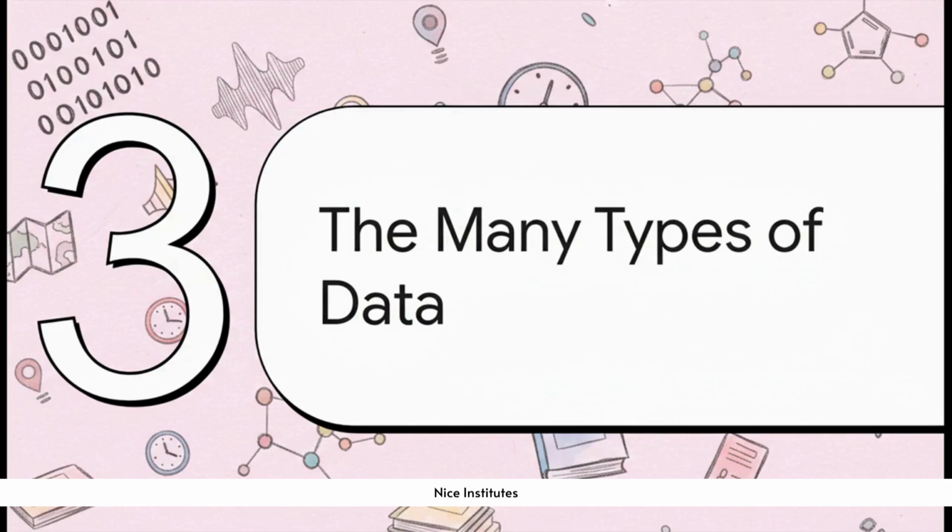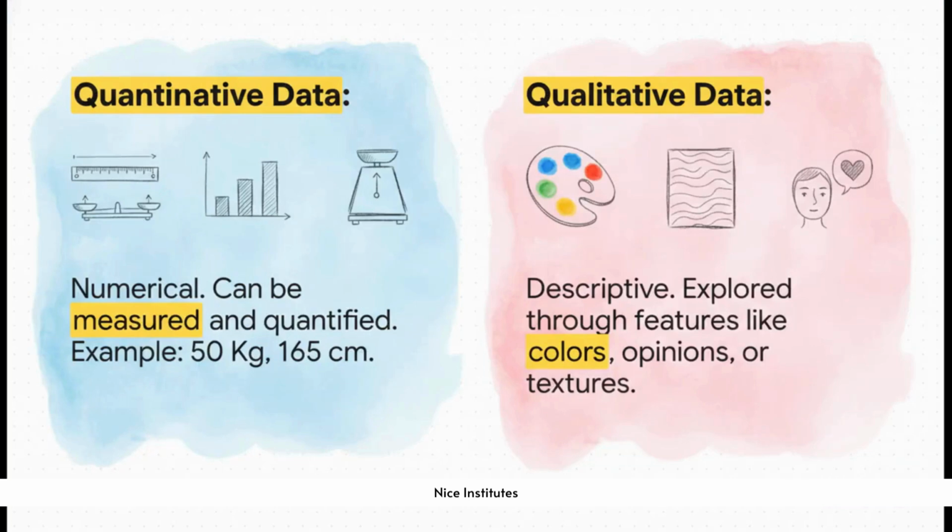All right, so we get the core difference, right? Data in, information out. Now let's take a quick peek at the different flavors of data out there, because not all this raw material looks the same. So first up, we've got the big two, quantitative and qualitative. Quantitative is easy. It's all about numbers. Anything you can measure. Think weight, height, temperature. Qualitative, on the other hand, is descriptive. It's about qualities, like colors, opinions, or even textures. So one is about how many, and the other is about what kind.